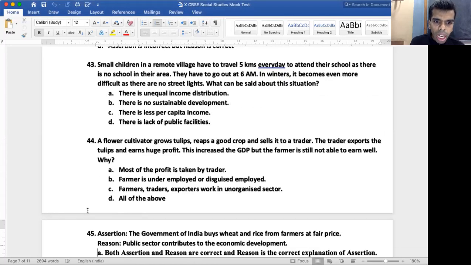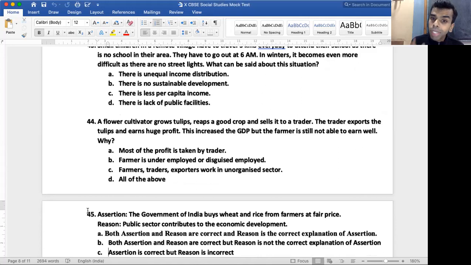44th question. A flower cultivator grows tulips, reaps a good crop and sells it to a trader. The trader exports the tulips and earns huge profit. This increases the GDP, but the farmer is still not able to earn well. Why? A. Most of the profit is taken by the trader. B. Farmer is underemployed or disguised employed. C. Farmers, traders, exporters work in the unorganized sector. D. All of the above. Answer is? Any guesses? Yes, it is option D. All of the above. Going further towards the 45th question.